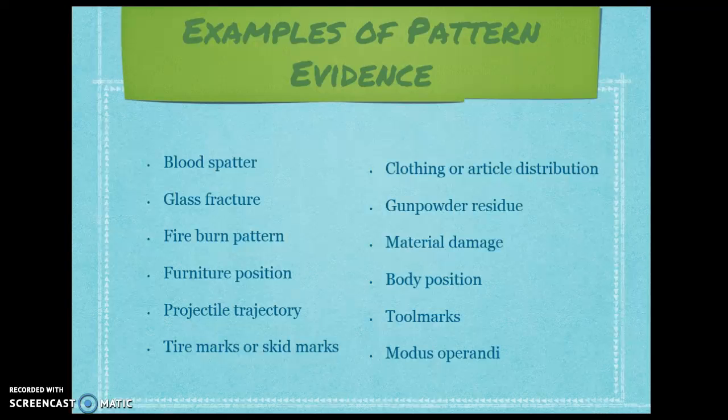That is a pattern because every time you have a force on blood, it will act in a similar manner depending on what the force is. And then obviously tool marks, body positions, modus operandi. So modus operandi is the pattern in which a killer kills. So if the person only kills blonde people, if they only kill people that are homeless, that becomes a pattern. Okay?